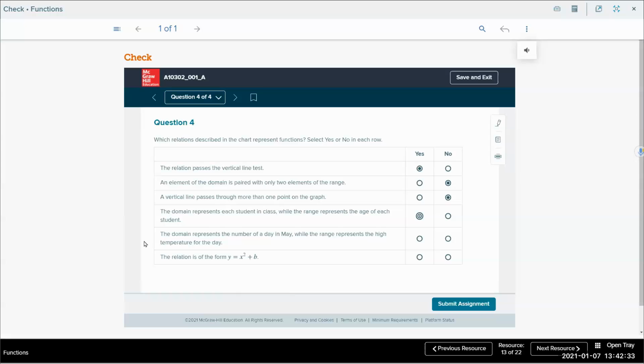The domain represents the number of a day in May, and the range is the high temperature of that day. Well, it's kind of like the best long jump. The highest temperature, there's only going to be one high temperature any day. And therefore, this would be a function. No matter what day you're talking about, it will be assigned exactly one high temperature.